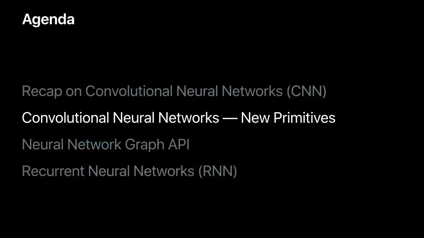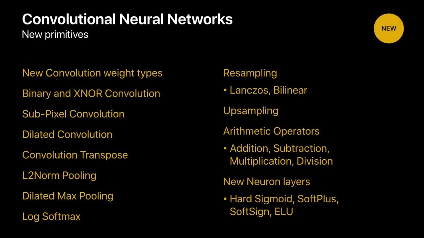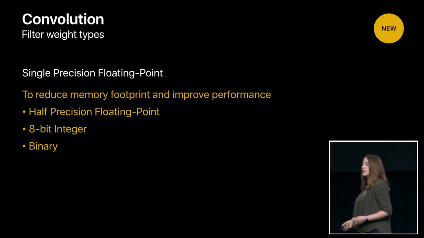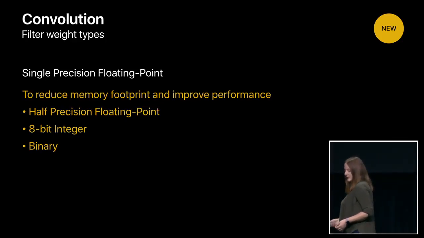Now let's talk about the new primitives we've added for convolutional neural networks. So as you can see, we've added quite a few. And I'll be talking about the ones highlighted in yellow. But the rest of them, like L2 norm pooling, resampling, upsampling, they will all be covered in our documentation. So let's talk about updates to our core convolution layer. We used to support only single precision floating point weight types. And now, to help you reduce the memory footprint and to improve the performance of your networks, we also support half precision floating point, 8-bit integer, and binary weight types.